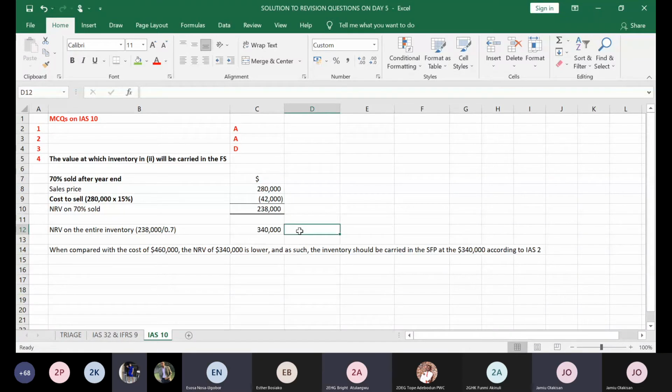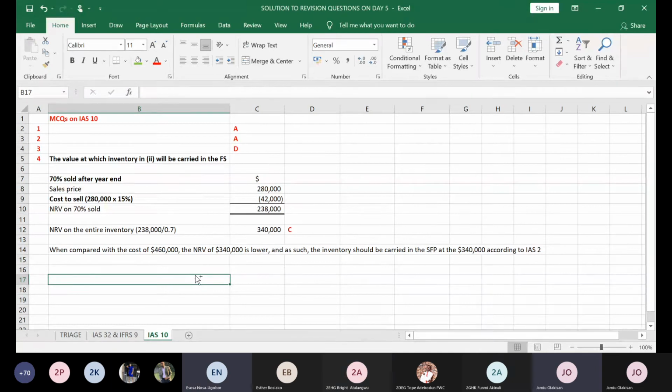Where is 340? Option C. Did anybody get that? Yeah, Fumi got it. So when compared with the cost of 460, the NRV of 340 is lower. And as such, the inventory should be carried in the SFP at 340 according to IS2. Yes. Okay, question 5. You still have the question with you, right?